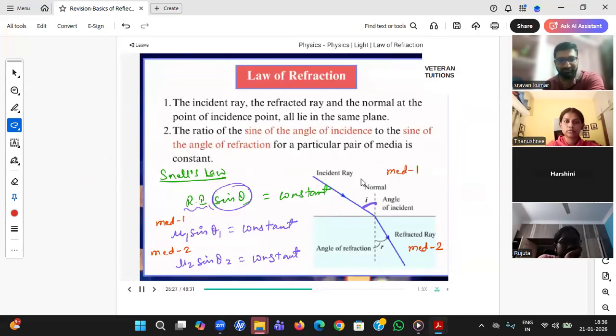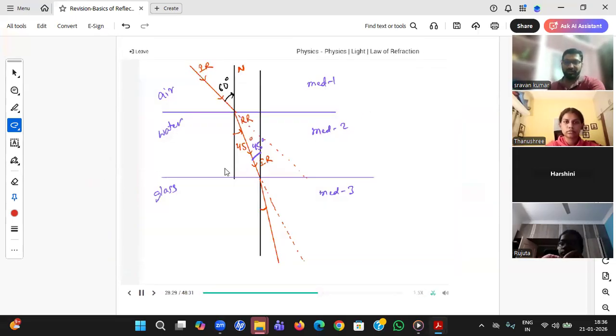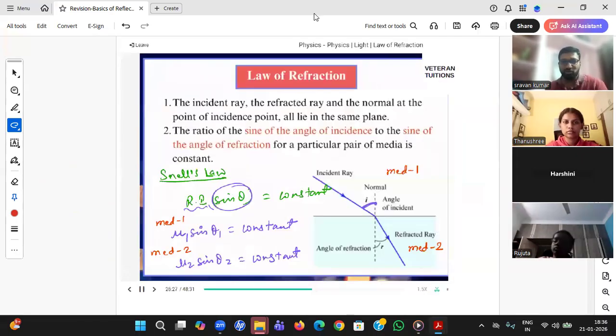I'll take one more example. You see? Okay, so one second. Let me stop the screen and erase something here. I have given some extra information.